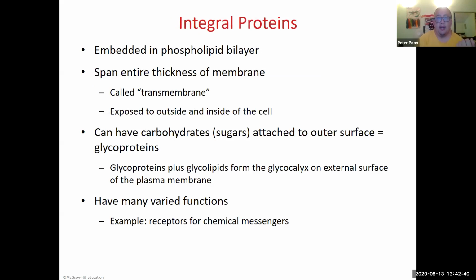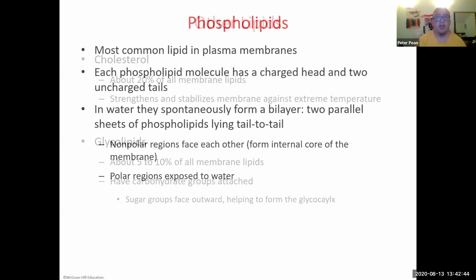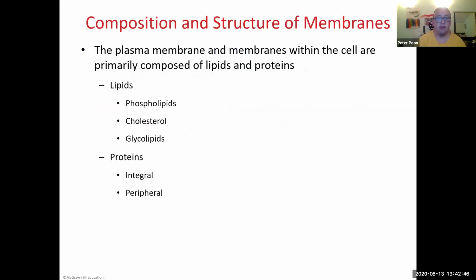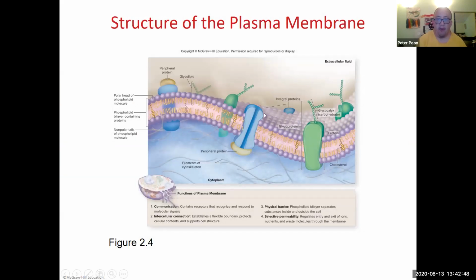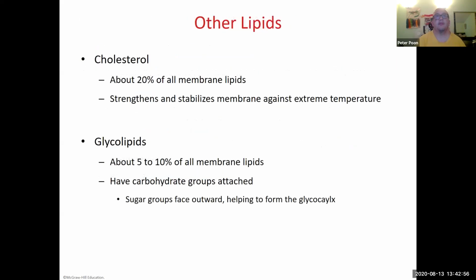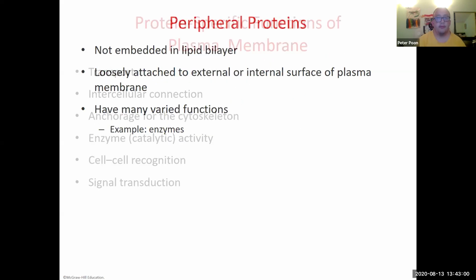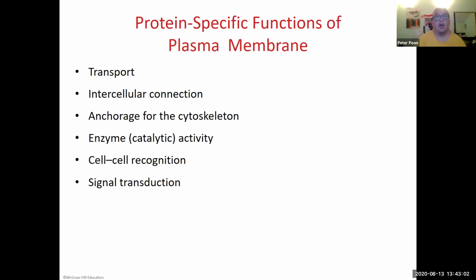There are a lot of things you can do. Most importantly, if you go back, they can form channels here, so things can cross through the channel. These are the protein-specific functions on the plasma membrane.